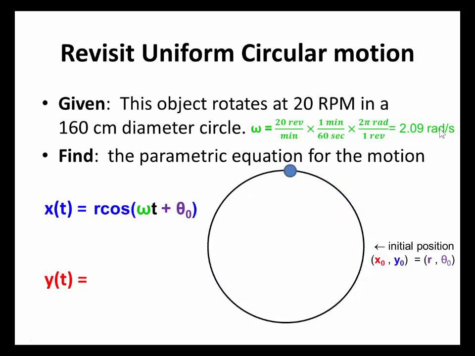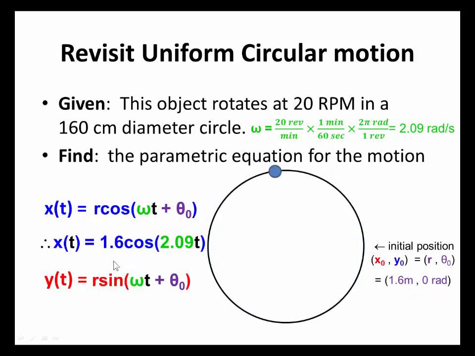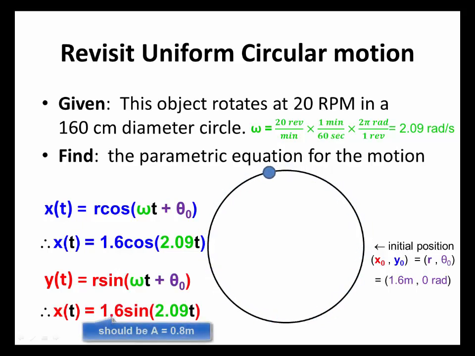And I can just plug into our equation here then using our initial conditions of 0 for the initial position. And I'm sorry, I should have divided this by 2. This should be 0.8 cosine of 2.09t because this is a radius of 0.8 meters. In the same sense, we can do the same for the y equation, but just remember I made a little mistake here. This should be 0.8 in terms of our radius.